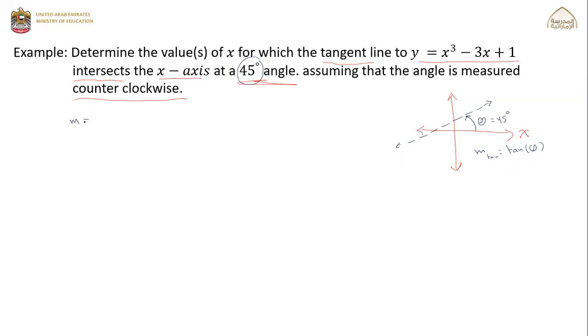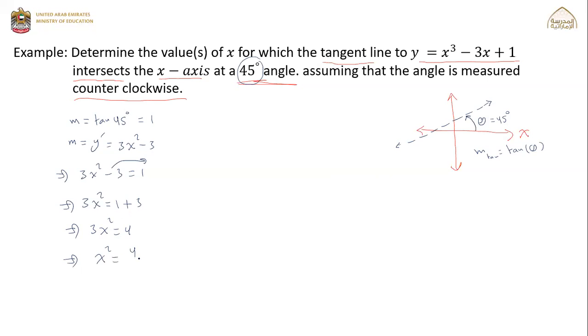From this, I can say m equals tan 45, which is 1. Also, I know the slope is the derivative of y, which is 3x squared minus 3. Now, I have the slope of this tangent in two ways: the first from the tangent of theta, the second from the derivative of y. So I will take 3x squared minus 3 equals 1 and solve this equation. Take minus 3 to the other side. So 3x squared equals 1 plus 3. That means 3x squared equals 4. So x squared equals 4 over 3.